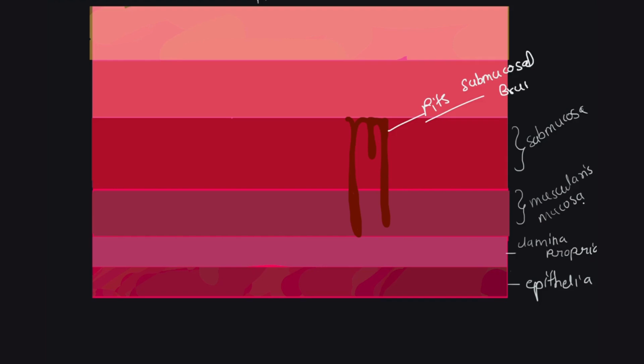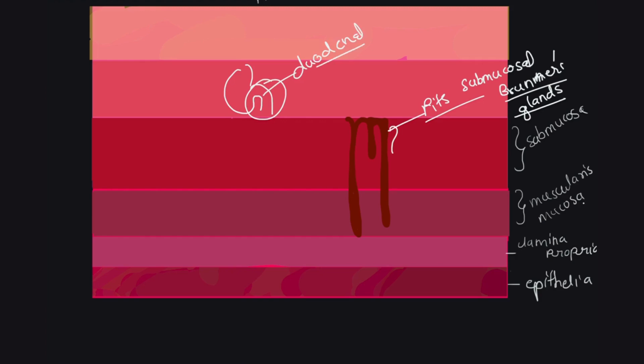Then we have the submucosa, and later we have the muscularis mucosa. There are certain glands known as the submucosal Brunner's glands. Now, these submucosal Brunner's glands are, for example in the stomach, only found in the duodenal region, and they extend all the way from the submucosa into the level of the muscularis, so they sort of extend all the way into the mucosa.